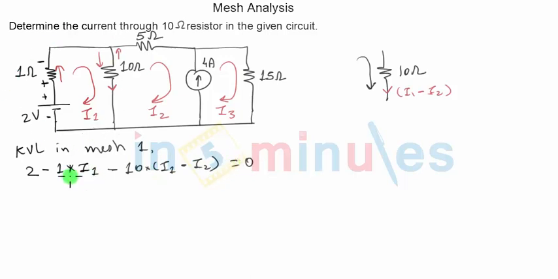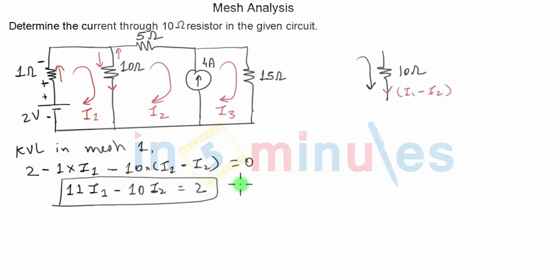If I simplify this a little bit, this is minus I1 minus 10 I1. I'll send it to the other side. I get 11 I1 minus 10 I2, and I'll keep the 2 on the same side, so that's 11 I1 minus 10 I2 equal to 2. Let me call this equation number 1. So this is my first equation.